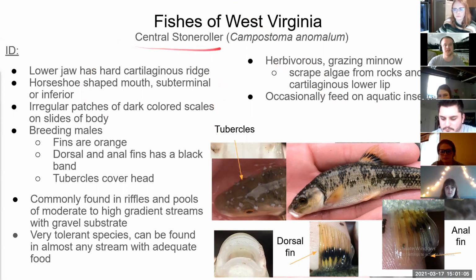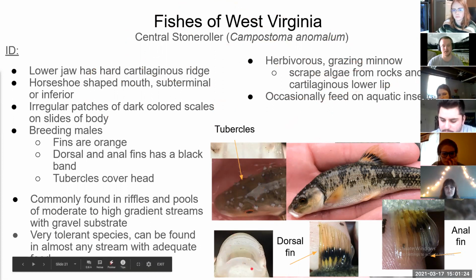So this is your central stoneroller, Campostoma anomalum. So again, genus and species, Cyprinidae is the family. And these are herbivorous, or grazing minnows. So they'll scrape algae off of rocks and logs with this cartilaginous lower lip. They have a really hard cartilaginous lower lip. And that's a pretty distinctive characteristic for them.